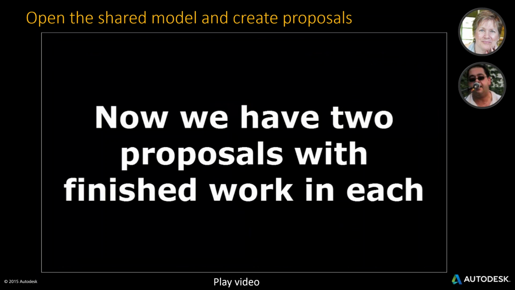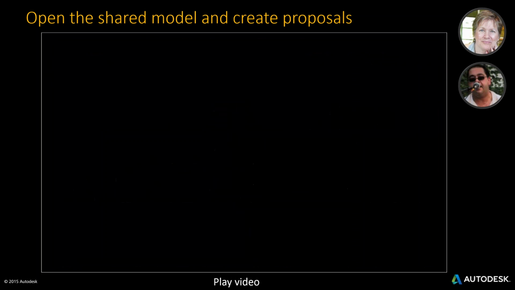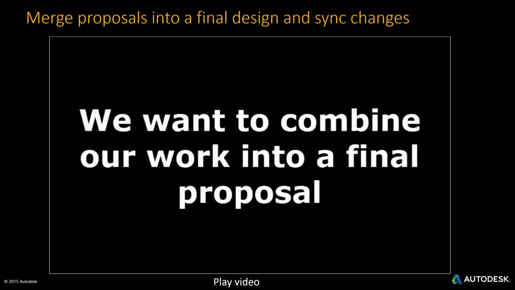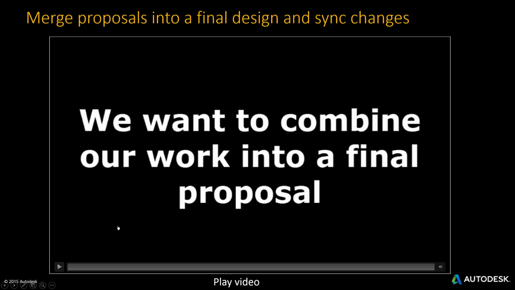So now we have two proposals with finished work in each. We have been syncing all the way along, and I'm going to cover that in the next section. In this case we're working in separate areas, each in our own proposal, so we're not really interfering with each other's work. But now let's see what happens when we want to bring our work together. In this workflow, we're going to merge our proposals into a final design, and then I'll show you how we do the sync, although you will have been syncing all the way along. So we want to combine our work into a final proposal.